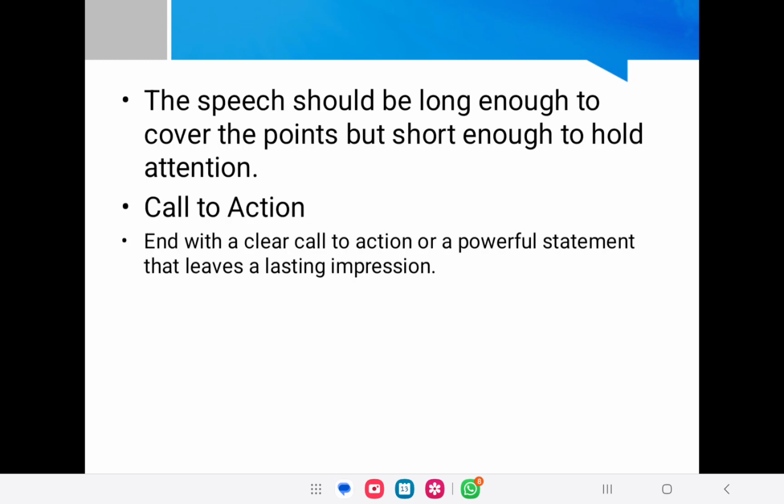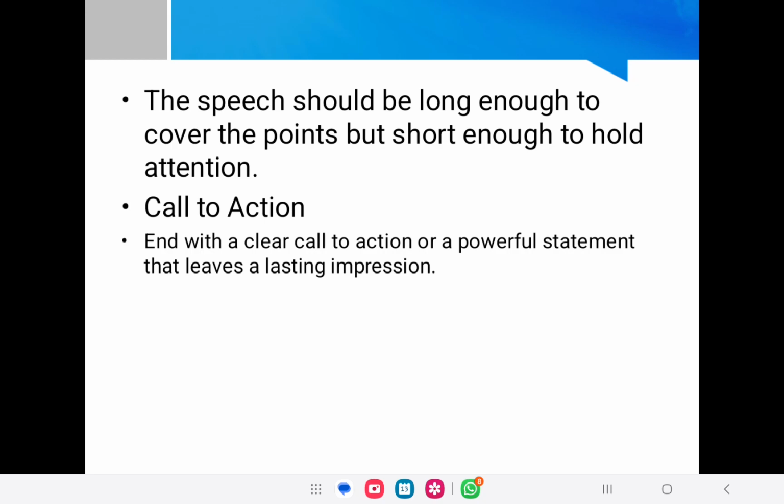Now, the speech should be long enough to cover the points but short enough to hold the attention of the audience. But definitely you have been given 250 to 350 words, so you are going to write your speech that is maximum, or that is approximately 350 words. And at the end, call to action.